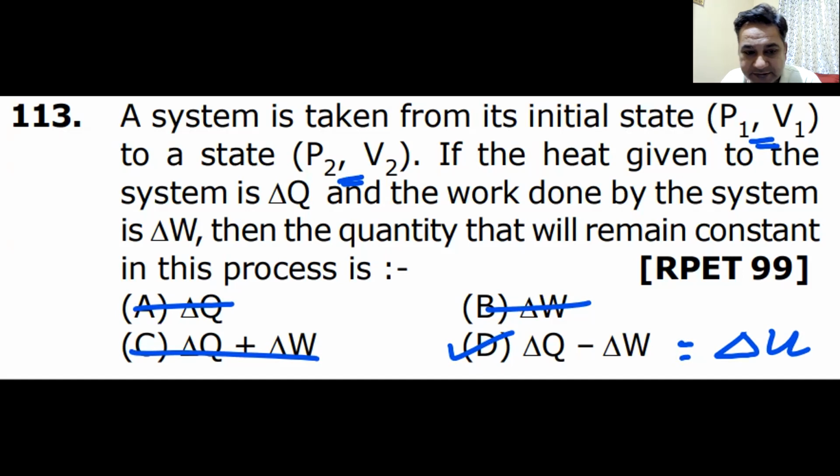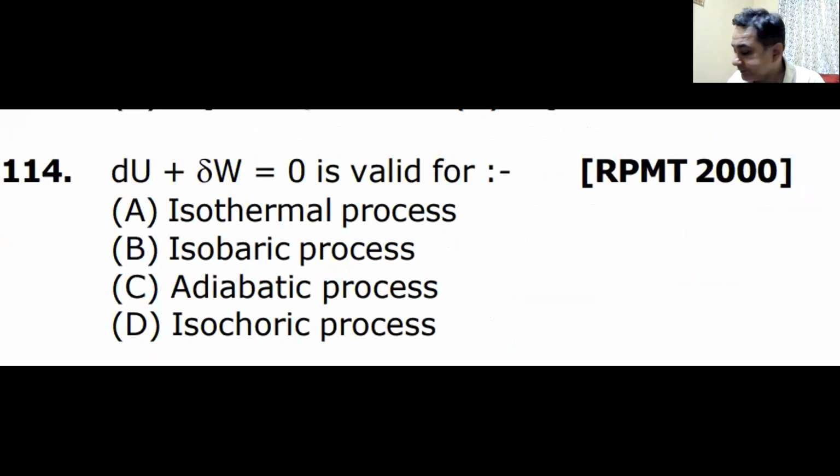Okay. Let's move our attention to the next question, and the next question arrives with a bang. Let's see if we can bang it. Let's see this one. Delta Q plus delta U plus delta W is 0 is valid for what? This equation is valid for what? A, B, C, D.